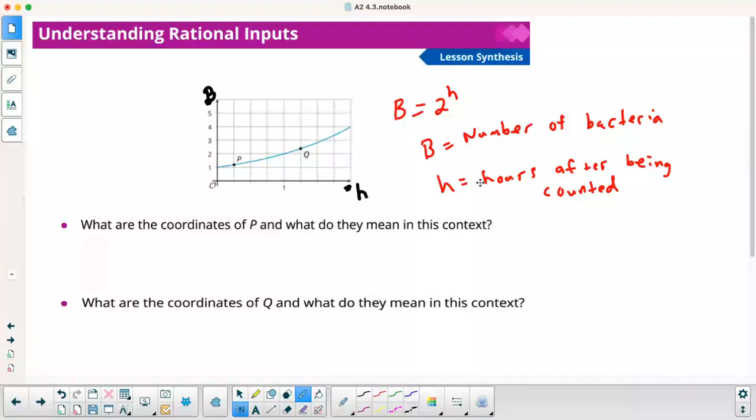All right, so our synthesis. So this is my function here, b equals 2 to the h. So we put h on the horizontal axis, b on the vertical axis. B represents the number of bacteria. H represents hours after being counted. What are the coordinates of P and what do they mean in this context? So looks like I have 4 marks for 1. So this would be 1/4. Looks like, I don't know, maybe like 1 and 1/5 maybe.